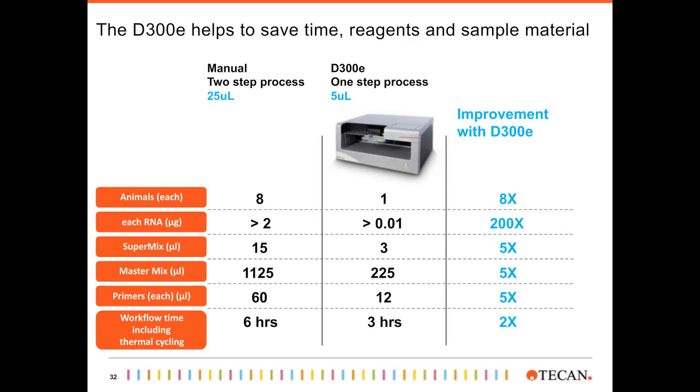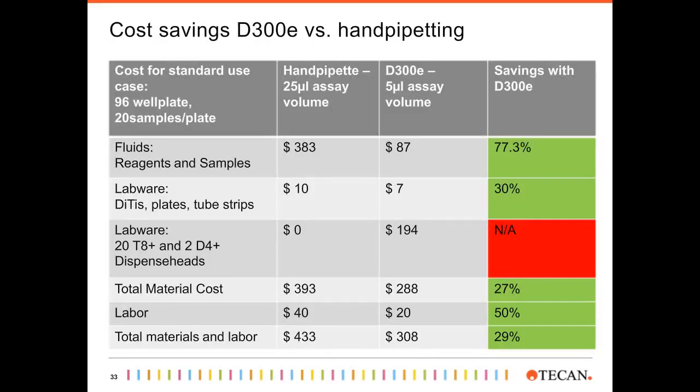Especially on the RNA side, they needed more than 2 micrograms for their manual setup, whereas they just needed 0.01 microgram with the D300E. From the supermix and the master mix, they also needed a lot less, and also from the primers they could save, and the entire workflow time was cut in half. If you look at what that means in monetary values, because of course the dispense heads don't come for free, even if you take into account the price of the dispense heads, in the end there's a total saving of up to 30% in total materials and labor.